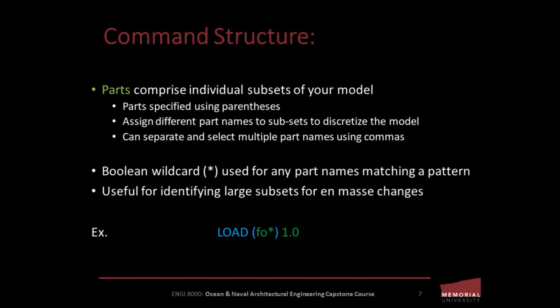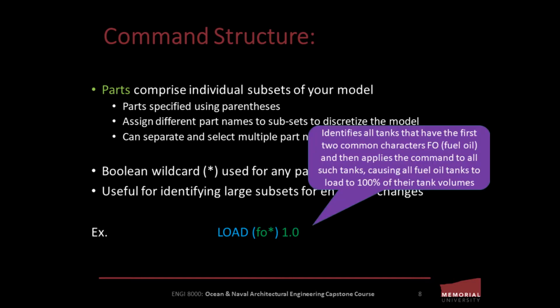The ability to select multiple parts concurrently is a very powerful aspect of the software. Using the Boolean wildcard operator, the asterisk on your keyboard, we can identify any part names that match a given pattern. For example, let's try our load command again, only this time we'd like to identify and select every fuel oil tank on board the vessel. If we've been consistent with our naming structure in our design, we can enter the command load FO* 1.0 and instruct the software to identify all tanks having the first two common characters FO, and then load these tanks to 100% of their tank volumes.